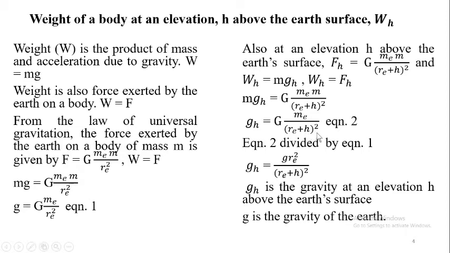And then when you divide equation 2 by equation 1 here, and your mathematics is correct, you will get an expression for gh, that's the gravity at an elevation above Earth's surface, to be the gravity on Earth's surface times the radius of the Earth squared all over the radius of the Earth plus an elevation of a body all squared.